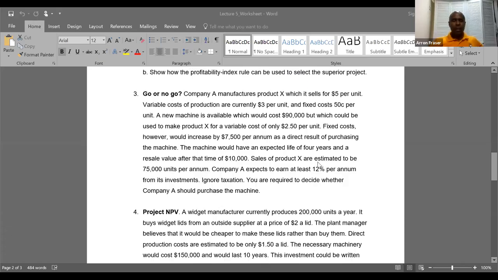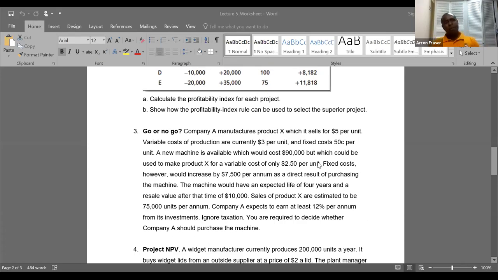Question 3 and 4, not too long questions. So go or no go: a company manufactures product X, which it sells for $5 per unit. Variable costs of production are currently $3 per unit, and fixed costs are 50 cents per unit, right? A new machine is available which would cost 90,000, but which could be used to make product X at a variable cost of only $2.50.